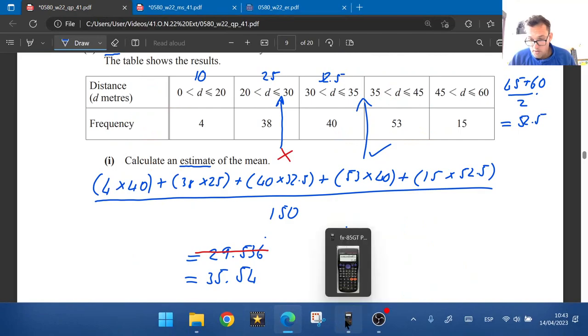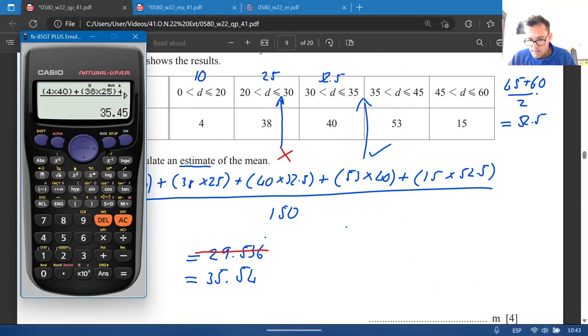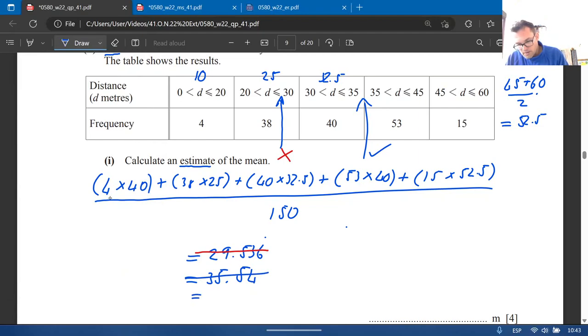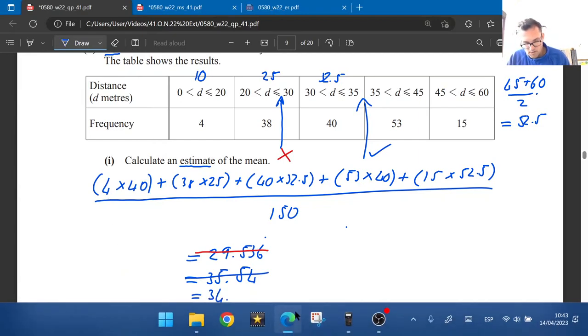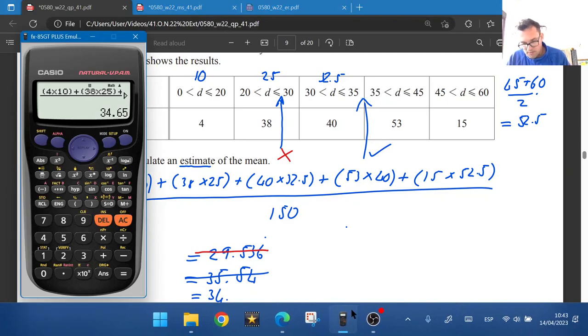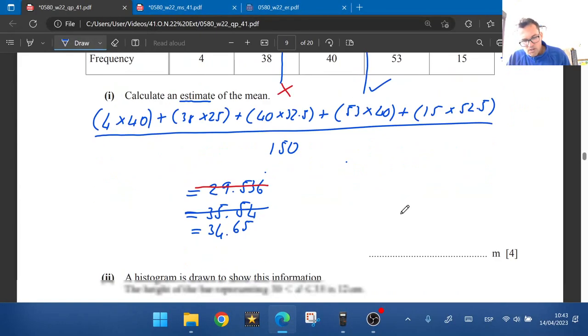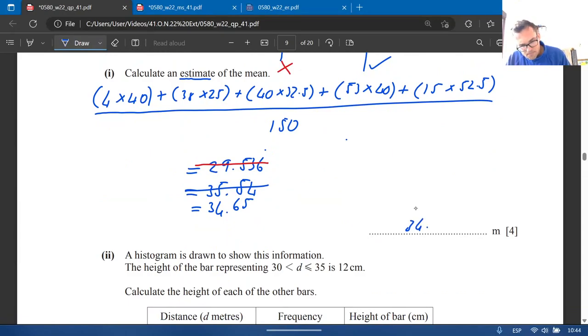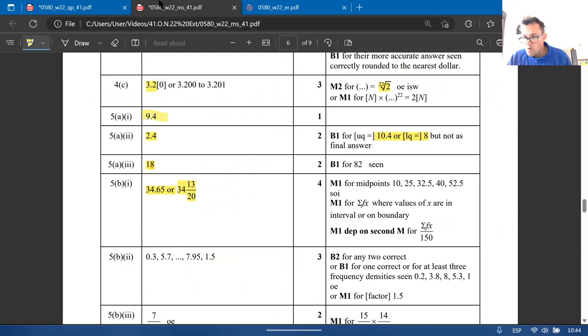So let's double check. Where could I have made a mistake? There we go. I put 4 times 40 instead of 4 times 10. Now we got it right. 34.65. You see how easy it is to make a mistake? So easy. Double check your answer. Check if it makes sense. It should be somewhere in the middle.